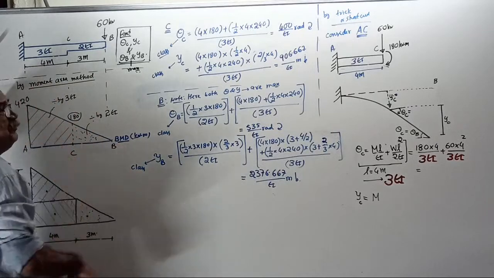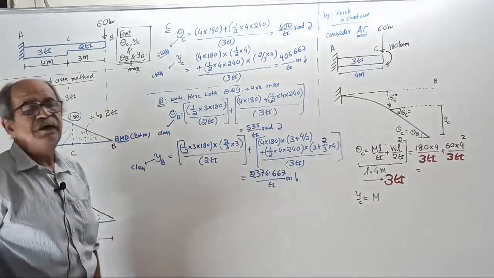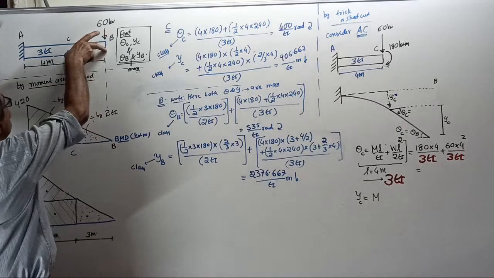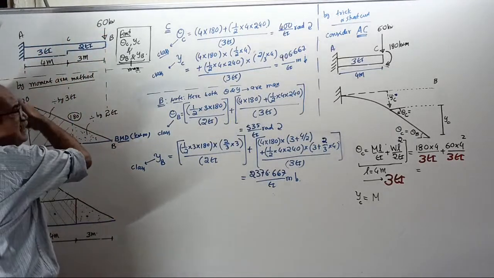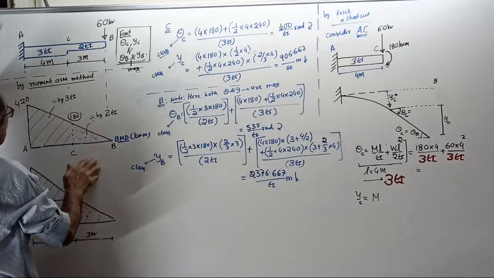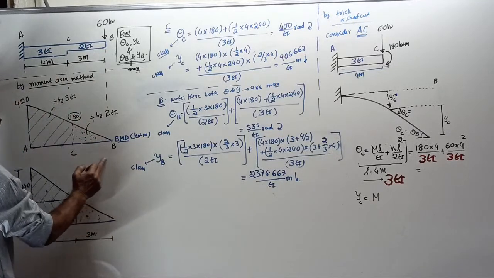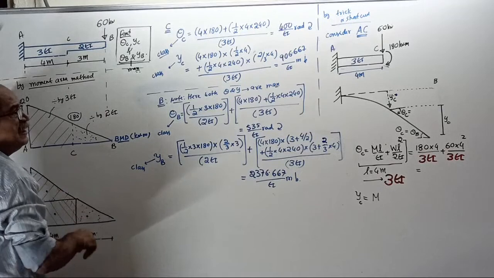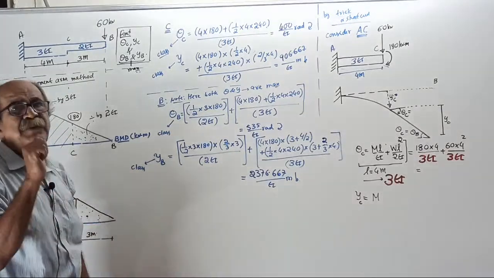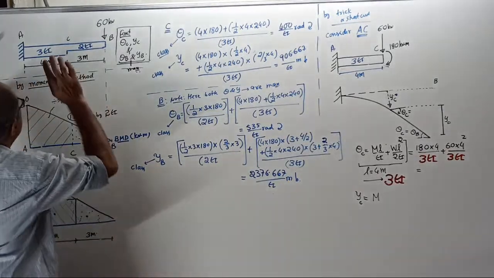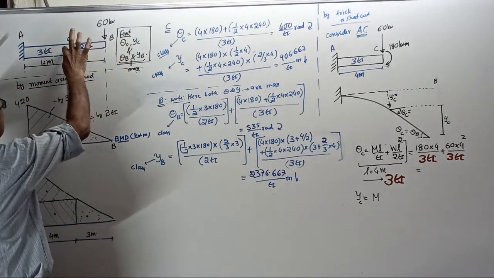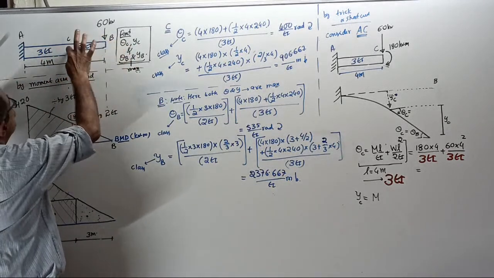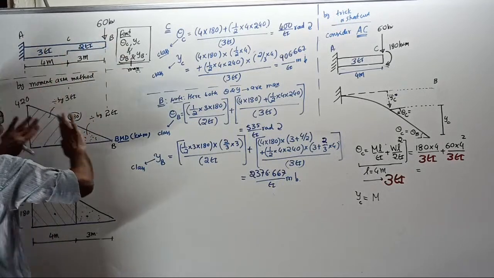But BM by EI is required. This portion has got 2 EI, this has got 3 EI. So a single stretch you cannot use. You cannot write area equal to half into 7 into 420, because then the problem will come: divide by what EI? So you have to divide into 2 parts. You need B to C and C to A separately.